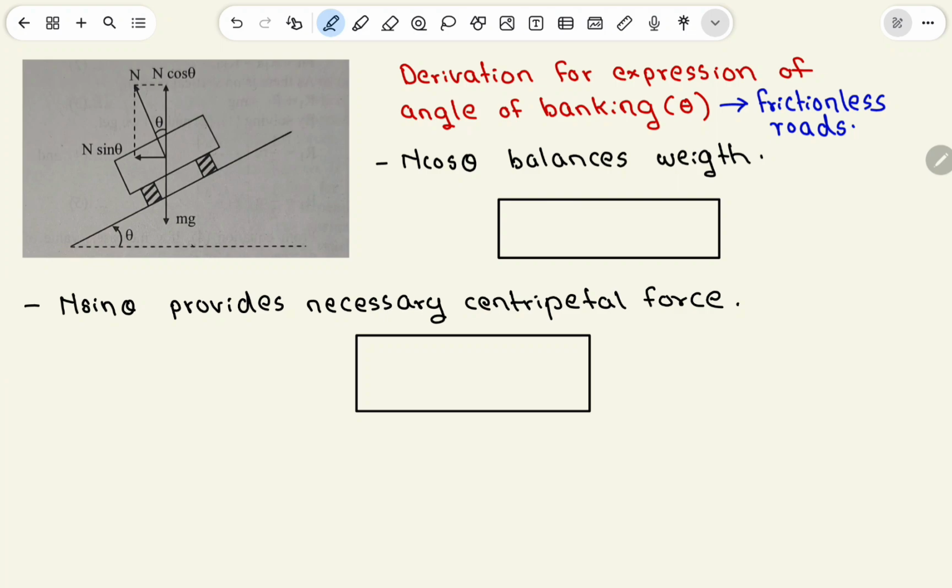Now, we have the same diagram that we saw earlier on the left hand side, and we can see that the vertical N cos theta force is balancing the weight, and therefore we can write down N cos theta is equal to mg. Now, as we discussed earlier, we do not require friction to provide the centripetal force. Rather, a component of normal reaction provides the necessary centripetal force. In this case, from the diagram, we can see that the sin theta component provides the centripetal force. Therefore, N sin theta is equal to mv square by r. Here v is the velocity of the vehicle with which it is turning on the circular road, and r is the radius of the road on which the circular turn is being taken.